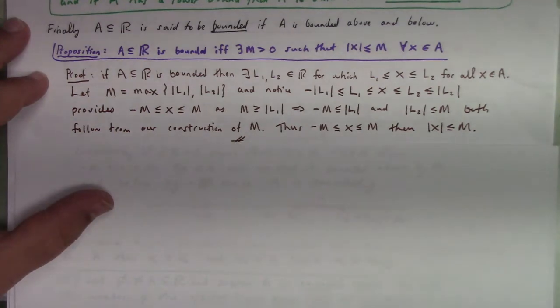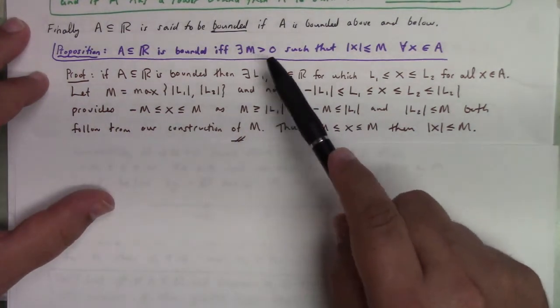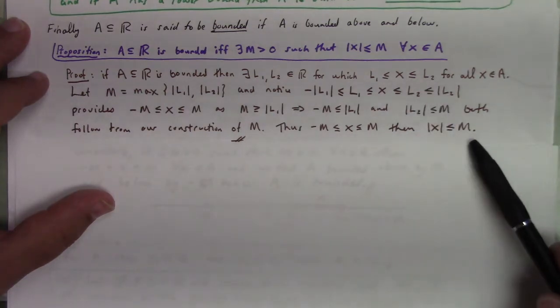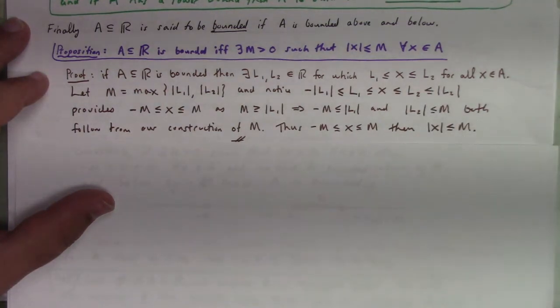But anyway, that's what we set out to prove: that there exists a positive constant such that the absolute value of x is less than that positive constant for every point in the set, and there it is.